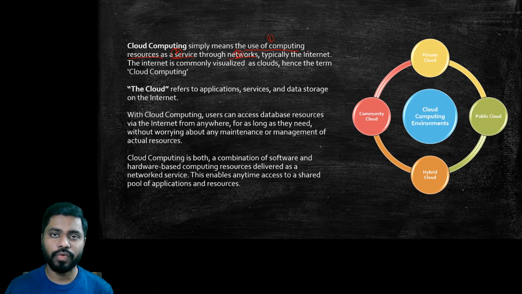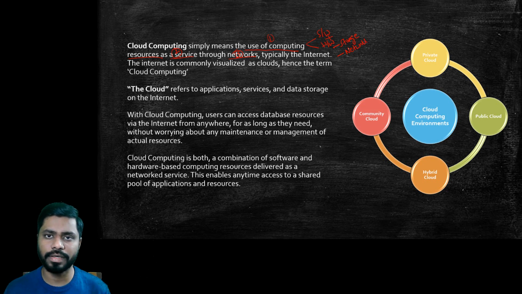So first let us try to understand what they mean by computing resources. It can be software or hardware, sometimes a combination of both. You might be using some software as a service or you might be using some hardware. When I say hardware, it can be storage devices or networks. These are all examples of hardware. So I hope you understand what we mean by computing resources.